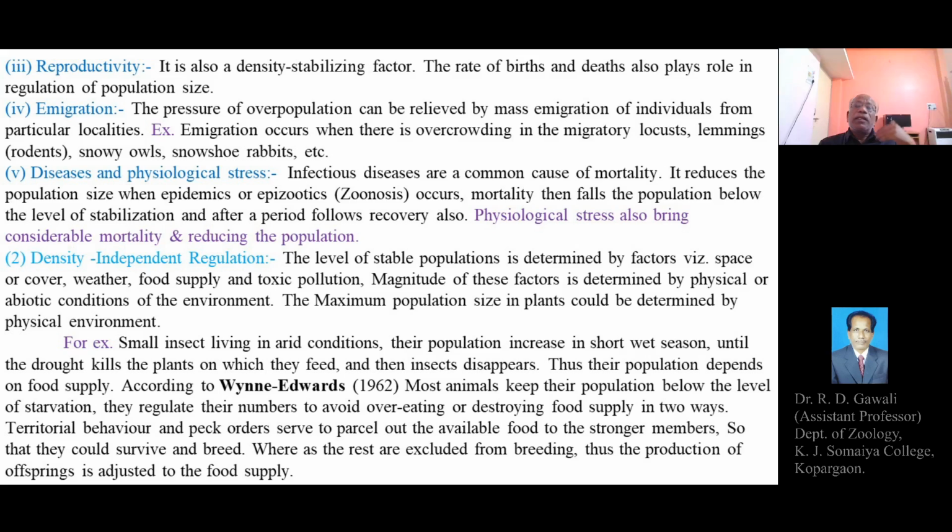And the second type is density independent regulation, where the habitat or living space, and the food supply, these physical or abiotic factors, are responsible for the population regulation, that is, the decrease or increase in the number of individuals or the population density is caused by density independent regulation. This particular type of regulation is called density independent regulation.